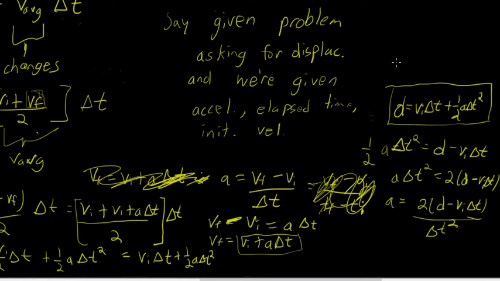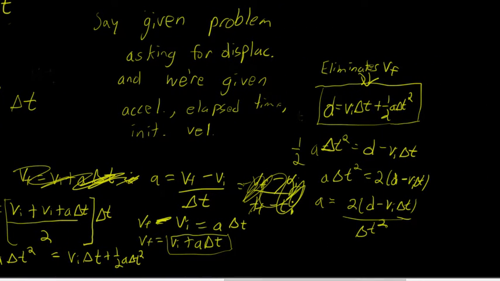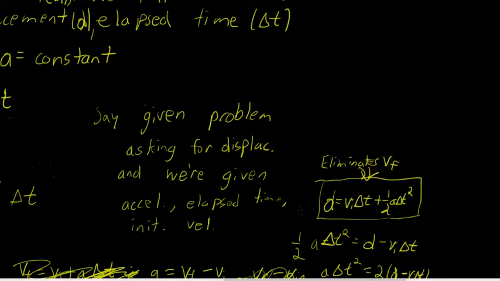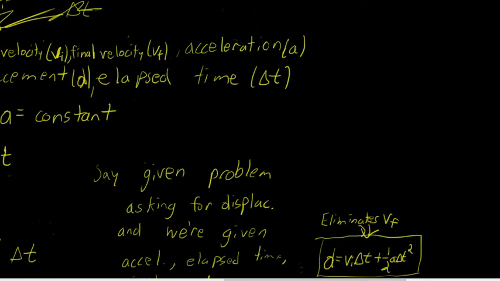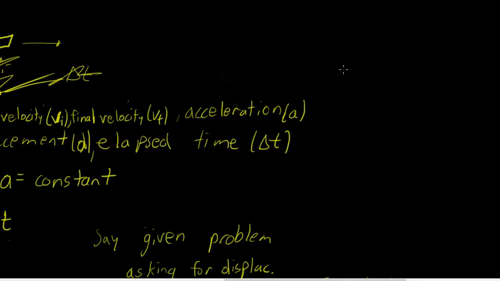So this formula here eliminates final velocity. Let's say we want a formula that eliminates elapsed time. And we know that displacement is average velocity times elapsed time. But assuming constant acceleration, we know that's initial velocity plus final velocity over 2 times elapsed time.